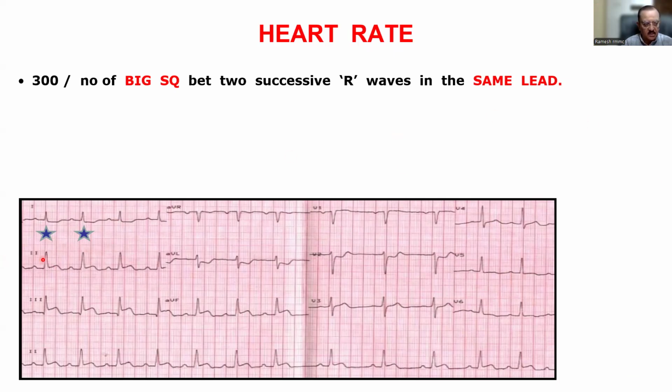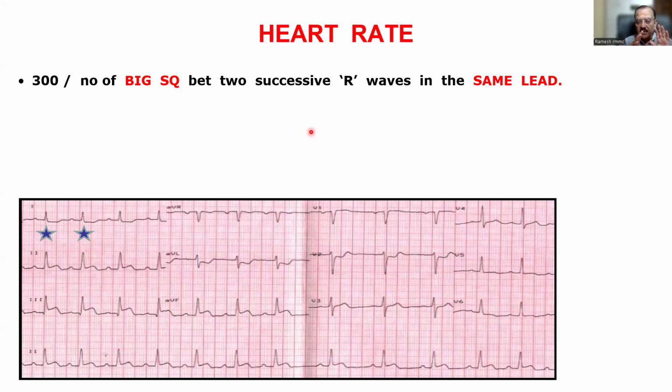Okay. So this is what? Mark one R wave and another, count the number of squares. But the problem or the fallacy with this calculation is that it will give only some 4 or 5 numbers. For example, if there is only one square, 300 by 1, the heart rate is 300. If there are 2 big squares, it is 150, then 100, 75, 60. You will have 300, 150, 100, 75, 60, 45, 30, like that only you will get the numbers.